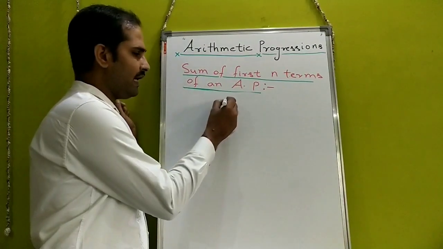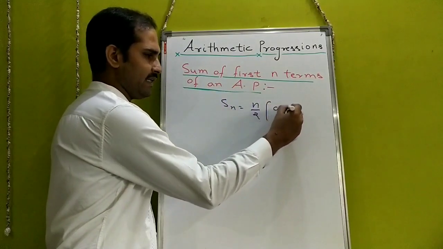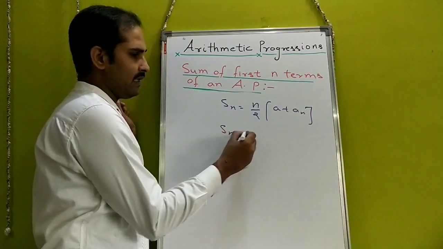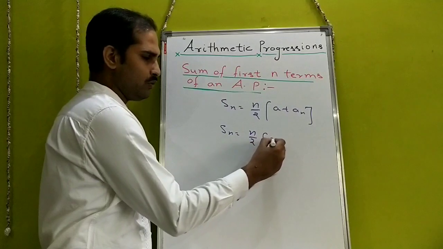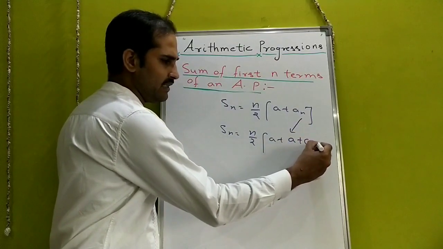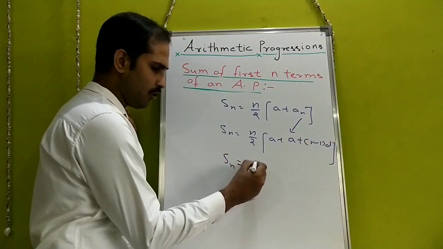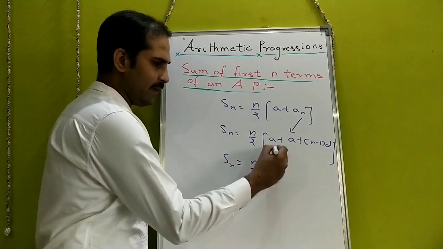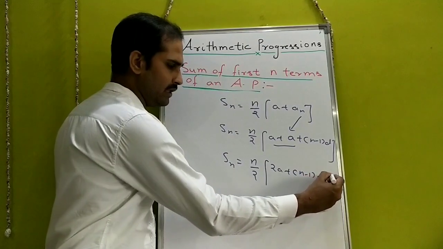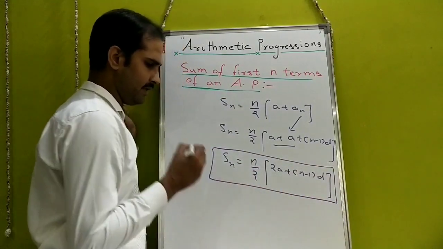Now we know that the sum of n terms of an AP is n by 2 in brackets (a plus an). Now the nth term of an AP is a plus n minus 1 into d. So put in the value of the nth term, that is an is equal to a plus n minus 1 into d. This formula of the sum of n terms can also be written as n by 2 in brackets (a plus a, meaning 2a, plus n minus 1 into d). So this is the expression for the sum of n terms of an AP.